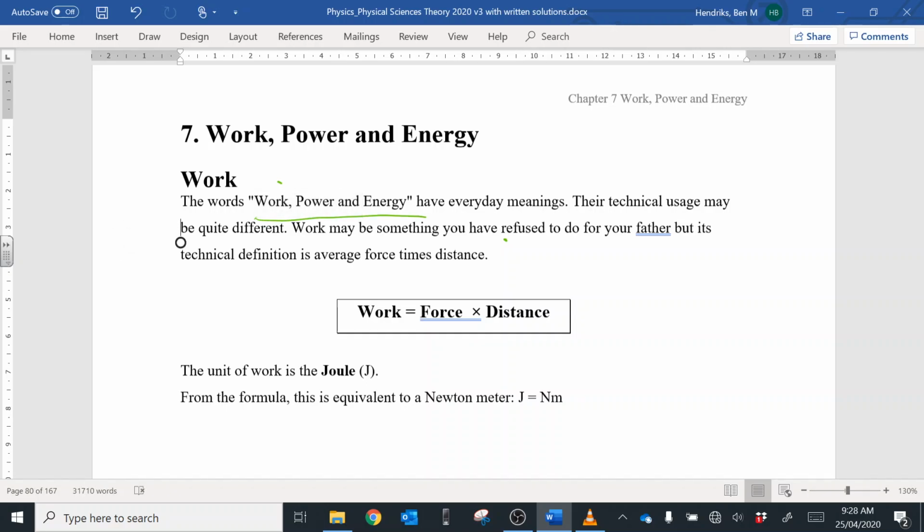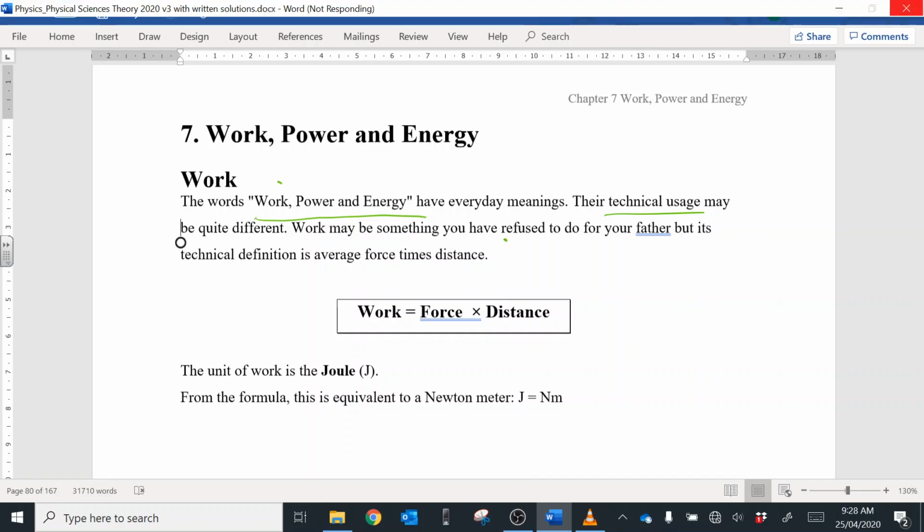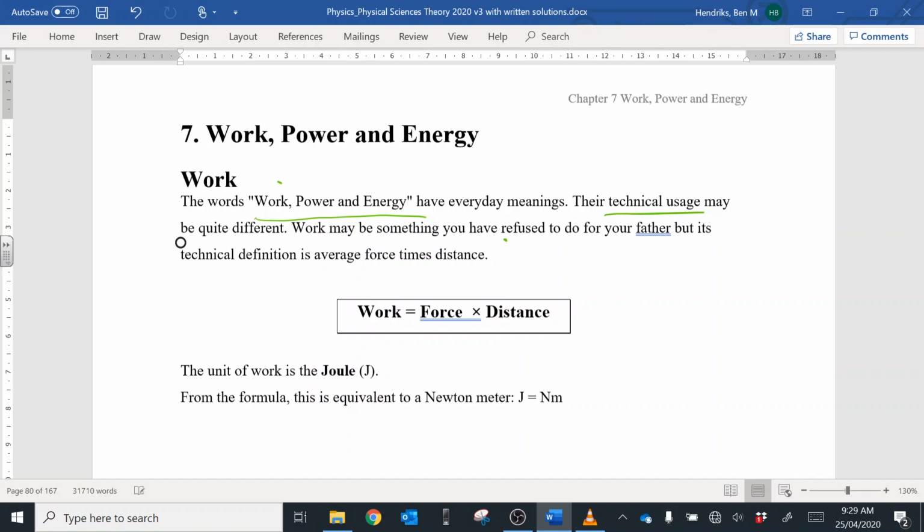The words work, power, and energy have everyday meanings. The technical usage may be quite different. So we're going to start looking at work, power, and energy in terms of their physics definitions. So obviously they've got a little example here. Work may be something you have refused to do for your father, but its technical definition is average force times distance. I'm guessing my father wrote this, and he was quite frustrated or something.